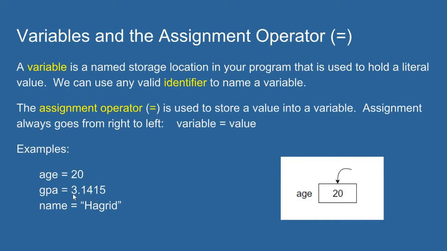Now some more examples here. I'm putting the floating point, the float value, 3.1415, into the variable GPA. We use the assignment operator to store the value into the variable. In the next example, I'm storing the string of text Hagrid into the variable named name. Notice there are no quotes around name because name is an identifier. It is a variable. But I do have double quotes around Hagrid to show that Hagrid is a string of text. It is a literal string value.